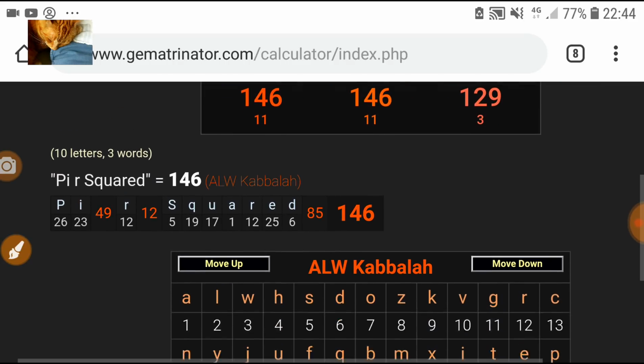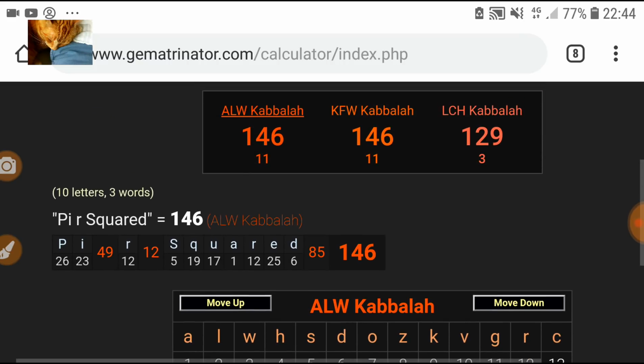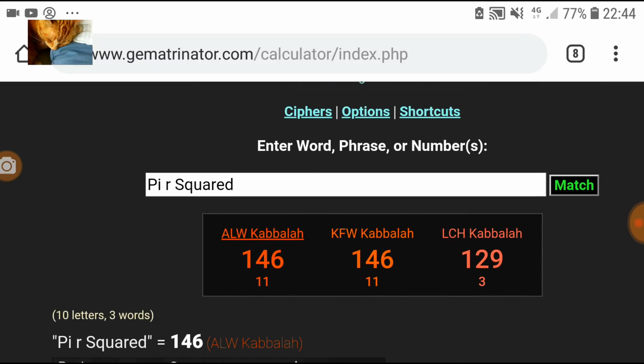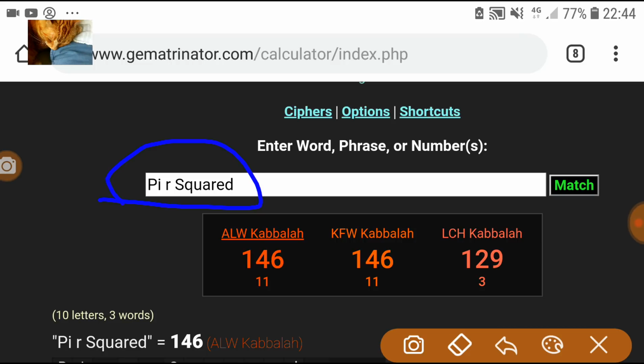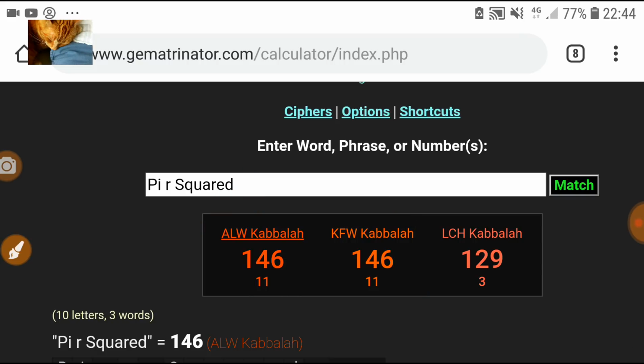It's more to do with what the actual ciphers come up with for pi r squared. Donald Trump's birthday there, 14th of June, twice. It's just unbelievable, isn't it? Why is that guy himself so coded in numbers?